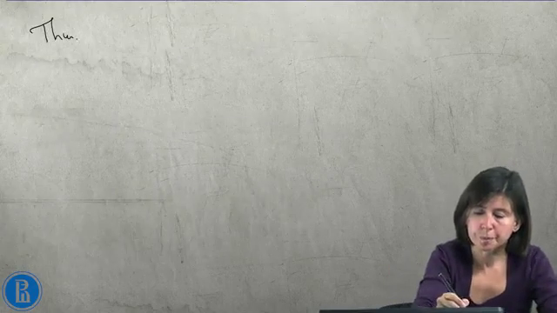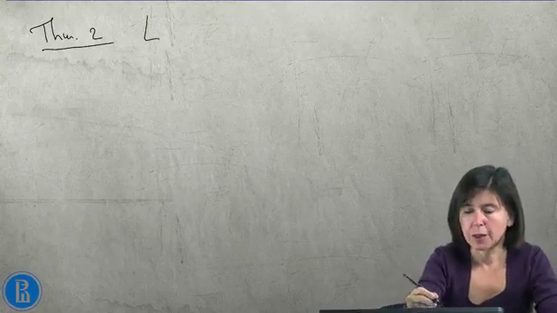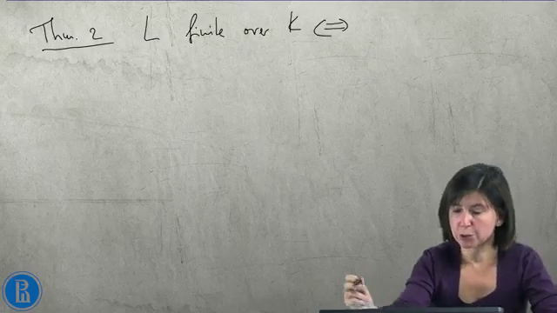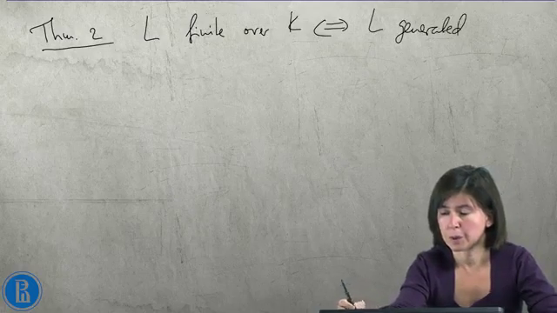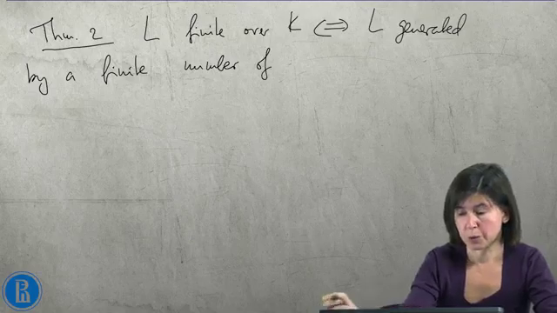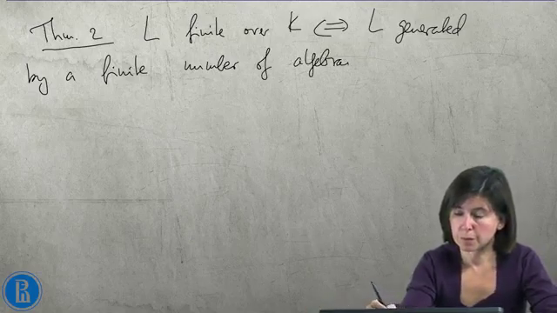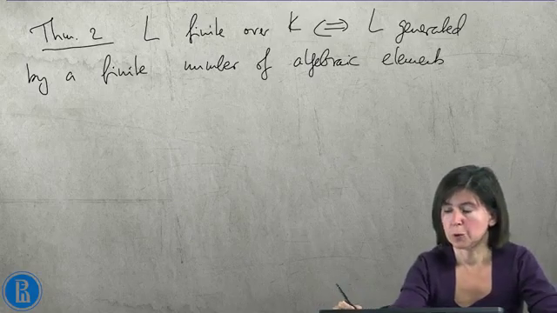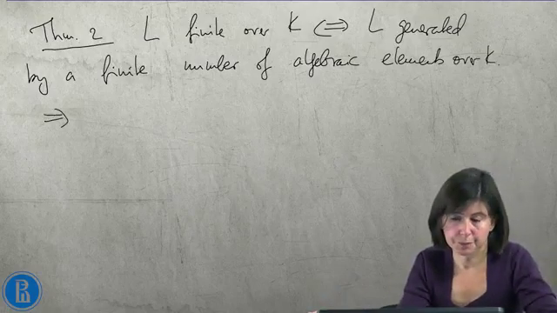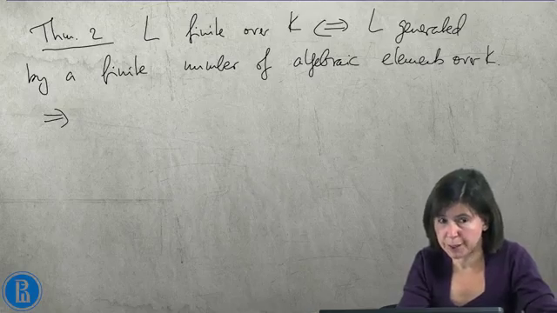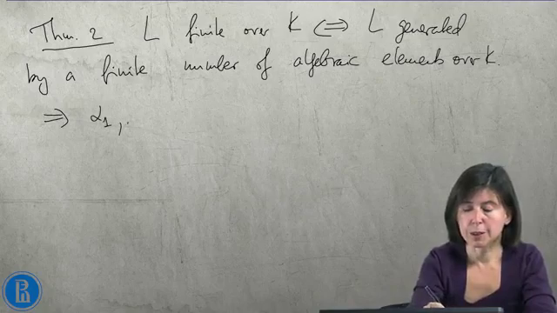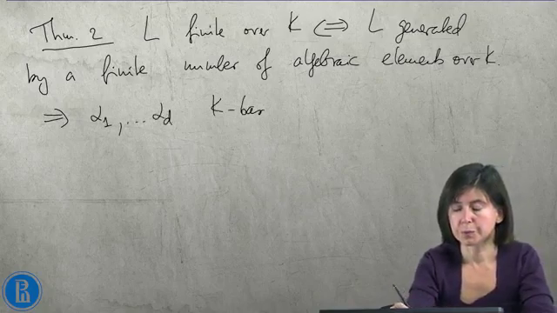So theorem 2. L is finite over K if and only if L is generated by a finite number of algebraic elements over K. Well, again, one direction is obvious. If L is a finite dimensional K-vector space, then we can take a basis. Let alpha 1 and so on alpha d be a K-basis of L.